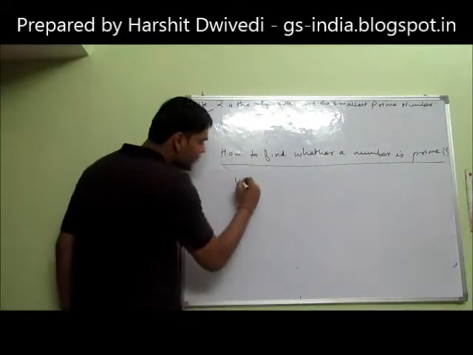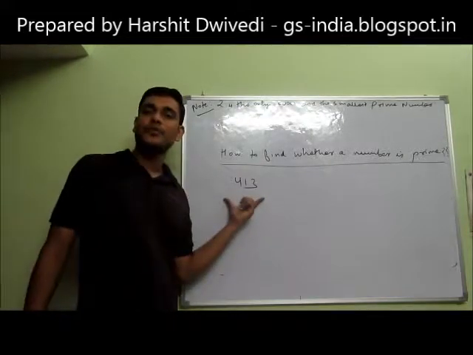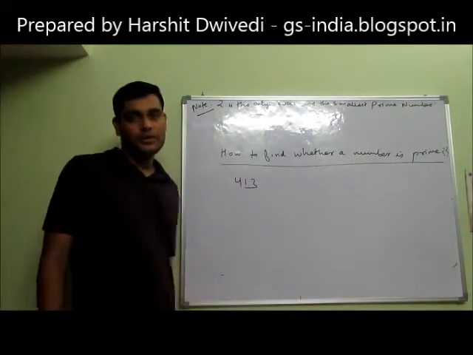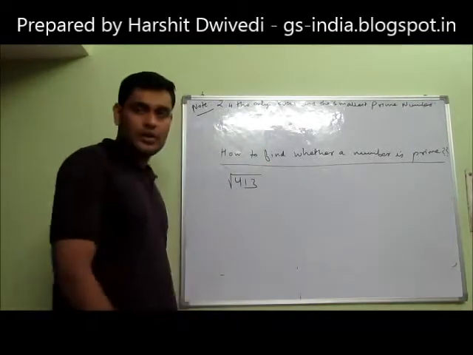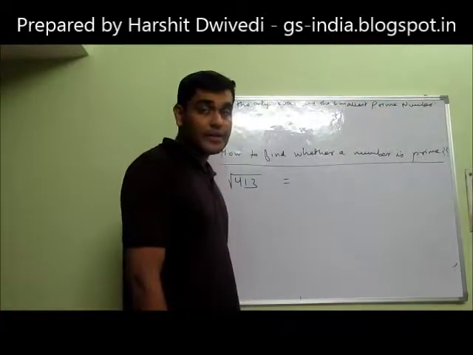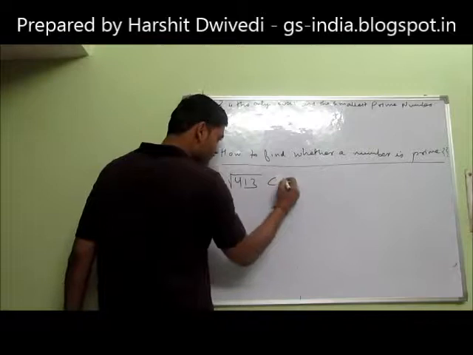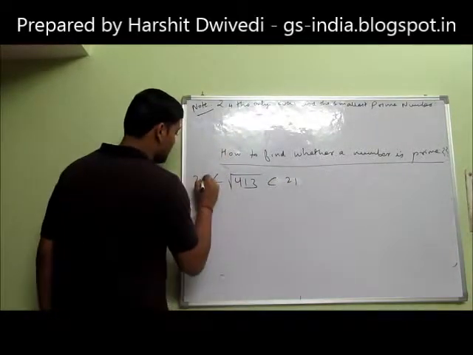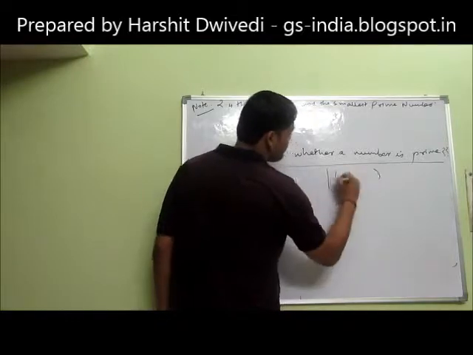Suppose I take a number 413. I have to check whether this number 413 is a prime number or not. The very first step, I will calculate the square root. 20 square is equal to 400. 21 square is equal to 441. So obviously it will be between 20 and 21, somewhere around 20 point something.